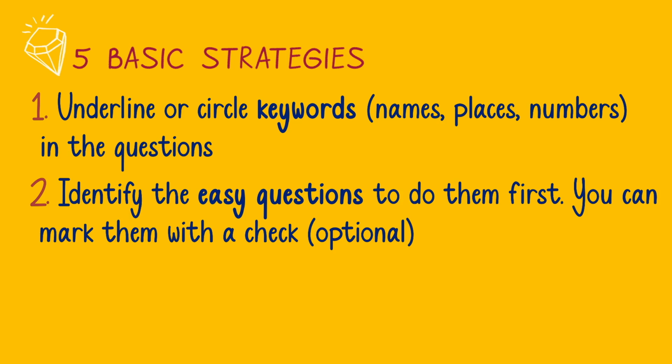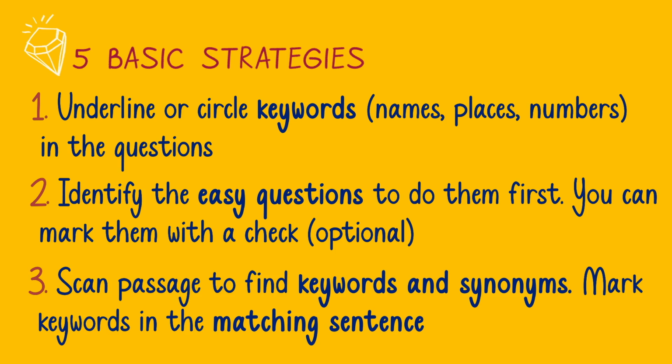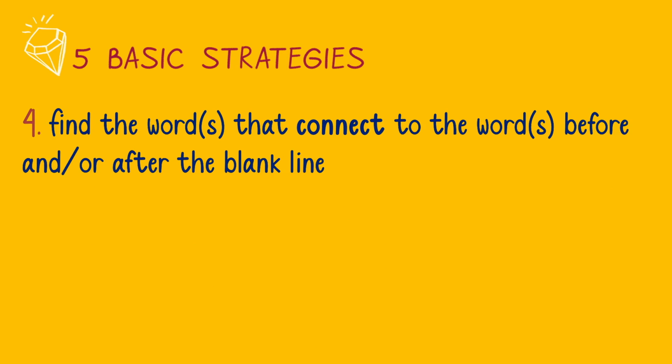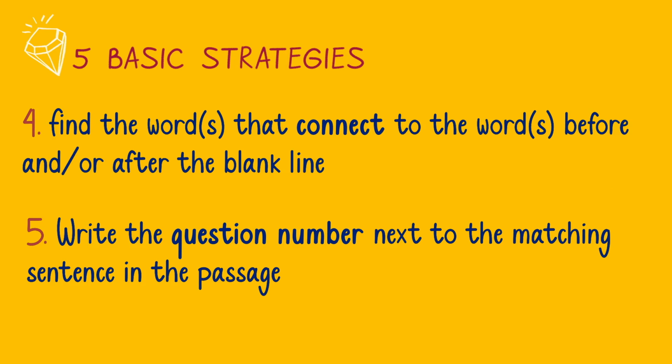And the second step is to identify the easy questions to do them first. So you can mark them with a checkpoint, right? And then you scan the passage to find keywords and synonyms, all right? So you mark keywords in the matching sentence, and then you find the word or words that connect to the words before or after the blank line, and then you write the question number next to the matching sentence in the passage, all right? These are 5 basic strategies that you have to follow in order to answer this type of question.